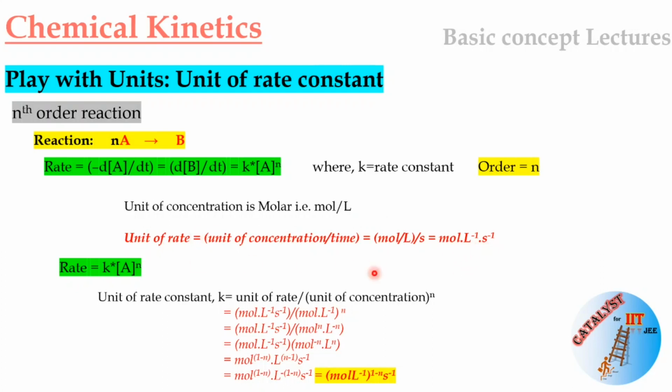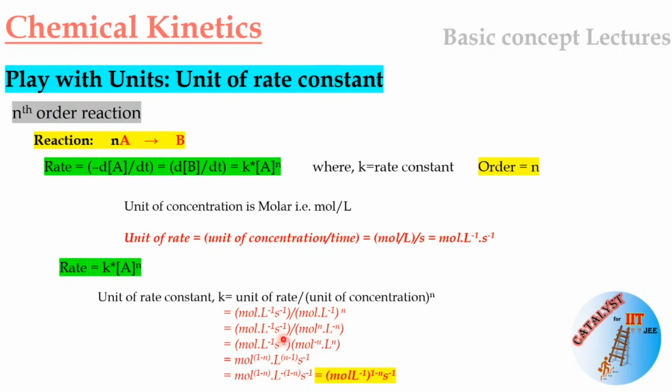Now the unit of concentration is, again, as we know, mole liter inverse, and the unit of rate is mole liter inverse second inverse. So the important thing is that when you find the unit of the rate constant k, it is the unit of rate divided by the unit of concentration to the power n, so that means the mole liter inverse will have an n value as its power here.